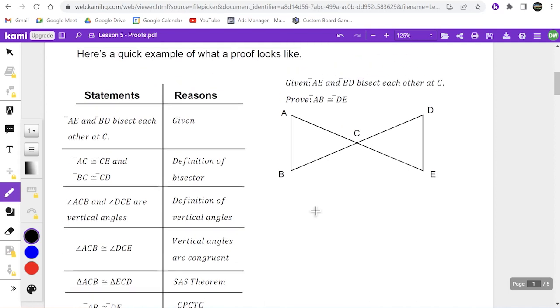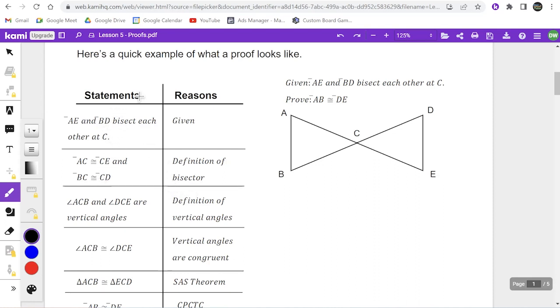So first of all, here's what we're looking at with this. You're always given some information, like this piece of information right here, and then you have to prove something at the very end. So proving is the very last step. We start with the givens. In this example, AE and BD bisect each other at C. So what that means is that if AE is bisected at C, then what would we say about that? Look at the second line here.